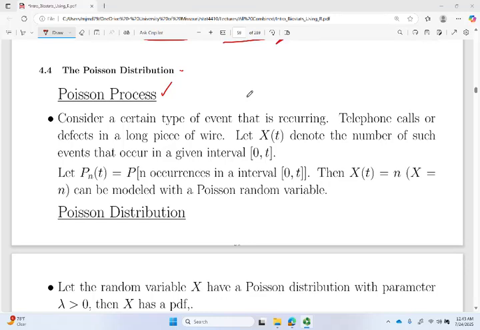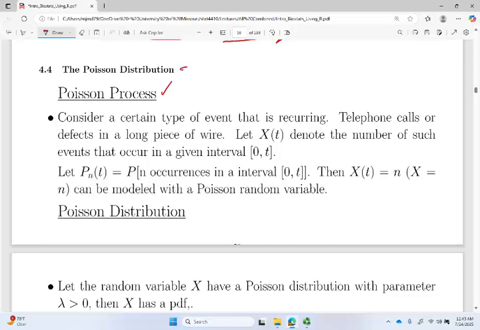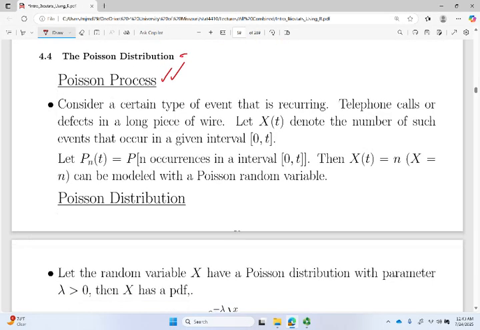Well, we're in Chapter 4, Probability Distributions, Part 3, and we're describing the Poisson distribution. Let's look at a Poisson process first. Consider a type of event that is reoccurring. So, for instance, telephone calls that you receive in a given hour.